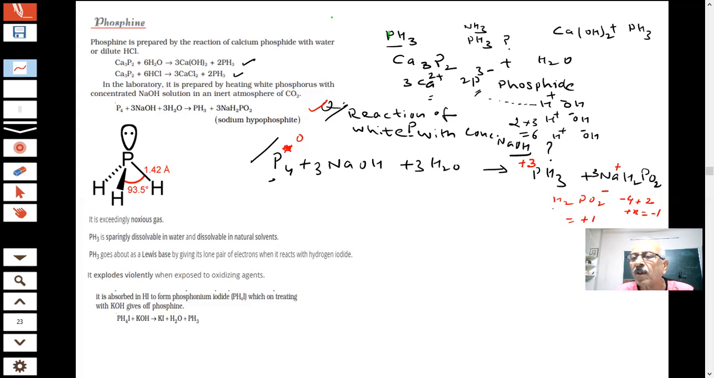This is an example of sodium hypophosphite. This is actually a very important reaction for the preparation of phosphine, because it has been asked many times. Many times this reaction has been given in the paper. It is -3. Then this is +3, and both +1, +3 and +1.